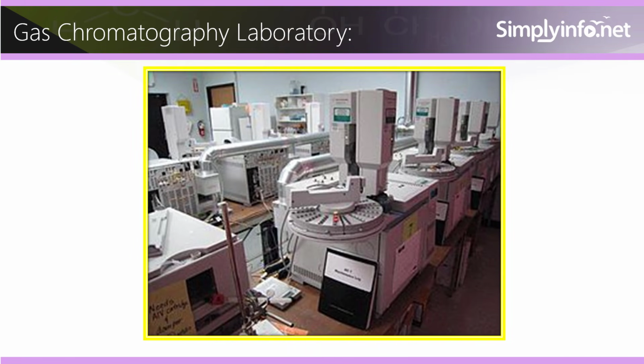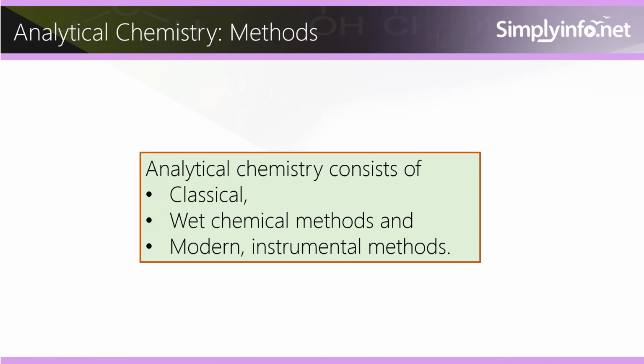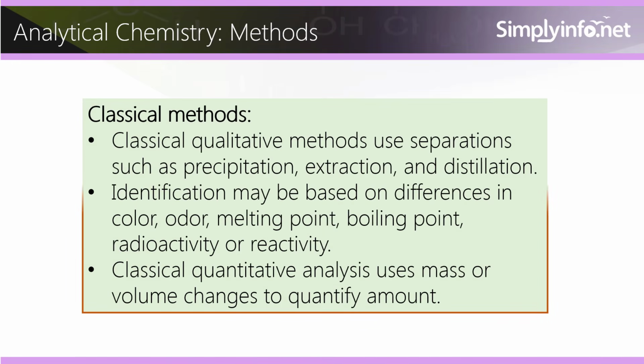Look into the image which has gas chromatography laboratory. Analytical chemistry methods. Analytical chemistry consists of classical, wet chemical methods and modern instrumental methods. Classical methods. Classical qualitative methods use separation such as precipitations, extraction and distillation.